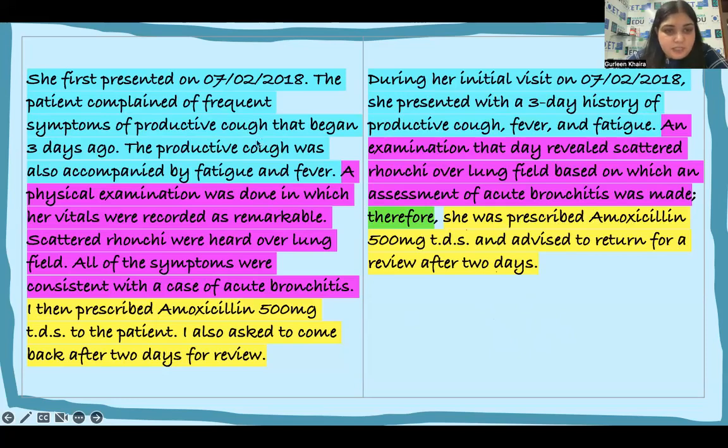Okay, let me also read Dr. Amandeep's response. She presented on 7th Feb with complaints of 3-day history of frequent cough, which was accompanied by fatigue and fever. Examination revealed vitals were remarkable with scattered bronchi over lung field. All symptoms were consistent with acute bronchitis. And the patient was commenced on amoxicillin 500 milligram 3 times a day and was asked to review after 2 days.